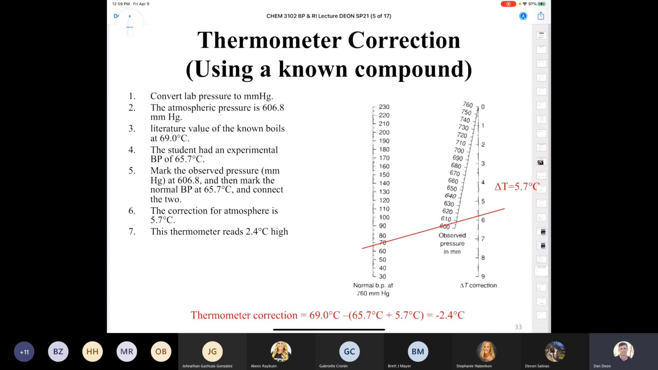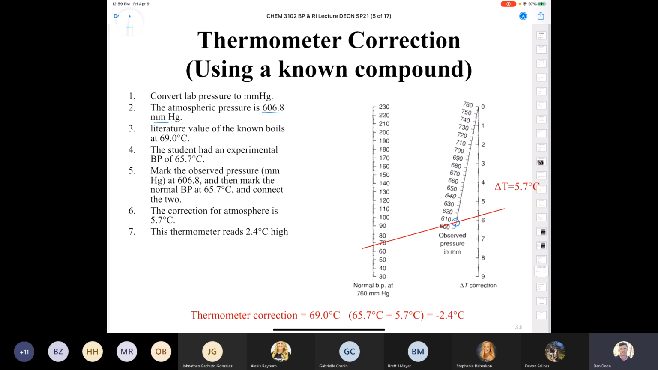Now, what you're going to do is you're going to convert the lab pressure to millimeters mercury. Your lab instructor is going to use the lab's barometer. Yes, we have a barometer, and we're going to measure the atmospheric pressure. Like I said, atmospheric pressure varies from day to day in Colorado Springs. But let's say, for example, the atmospheric pressure during the lab was exactly 606.8 millimeters of mercury. That's the observed pressure, right? 606.8 millimeters of mercury.